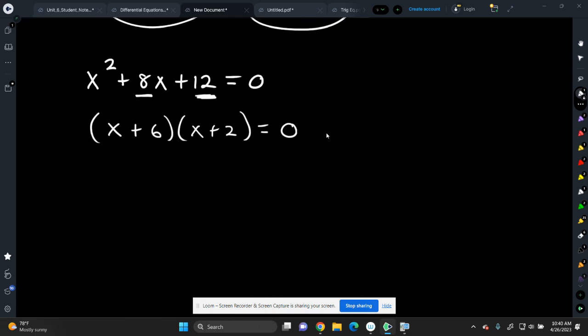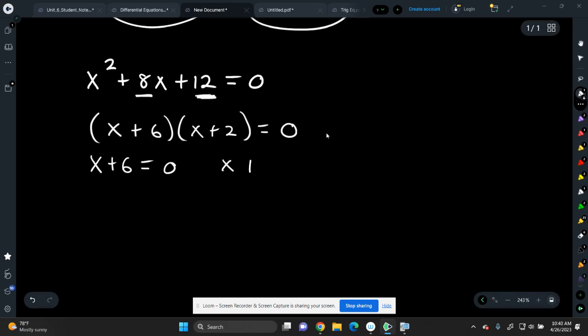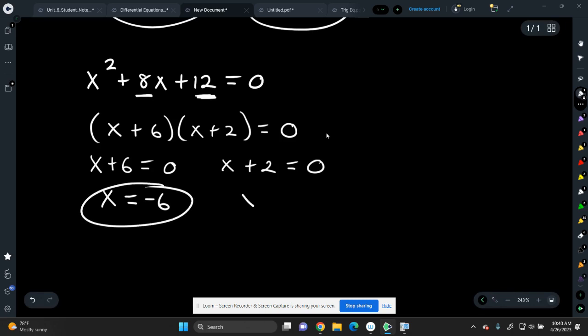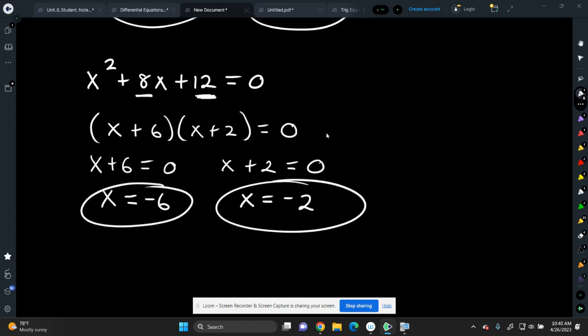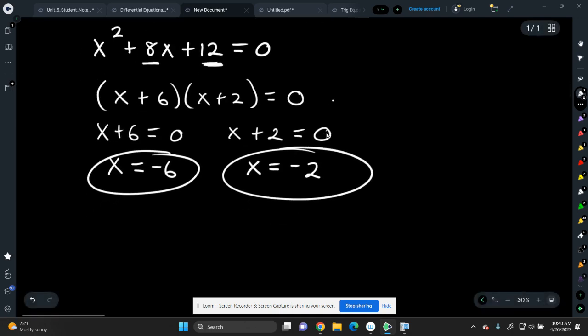So what do we do? X plus 6 equals 0. X plus 2 equals 0. There you go. Okay. So here we're going to subtract 6 from both sides. So we get x equals negative 6. Look, no calculator, right? Subtract 2. So we get x equals negative 2. And then that would be the answer. Right? That's the answer. Questions on that one?